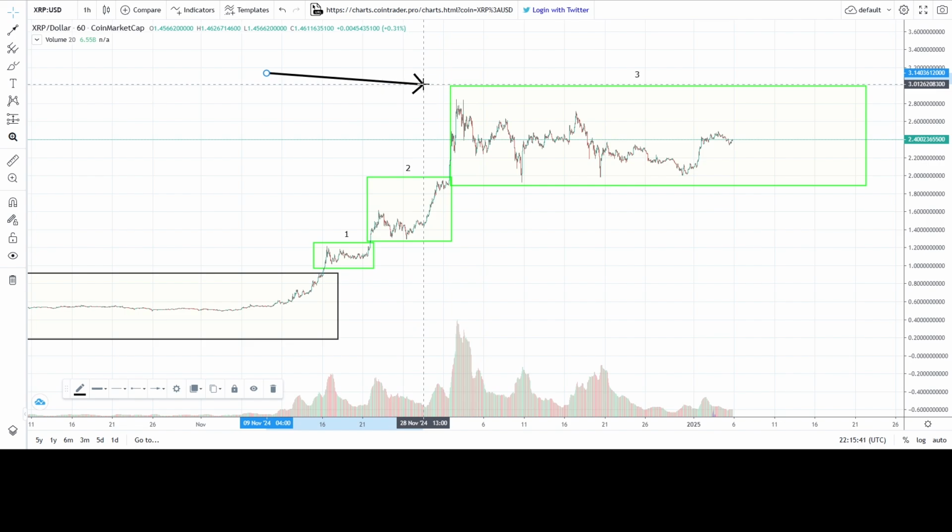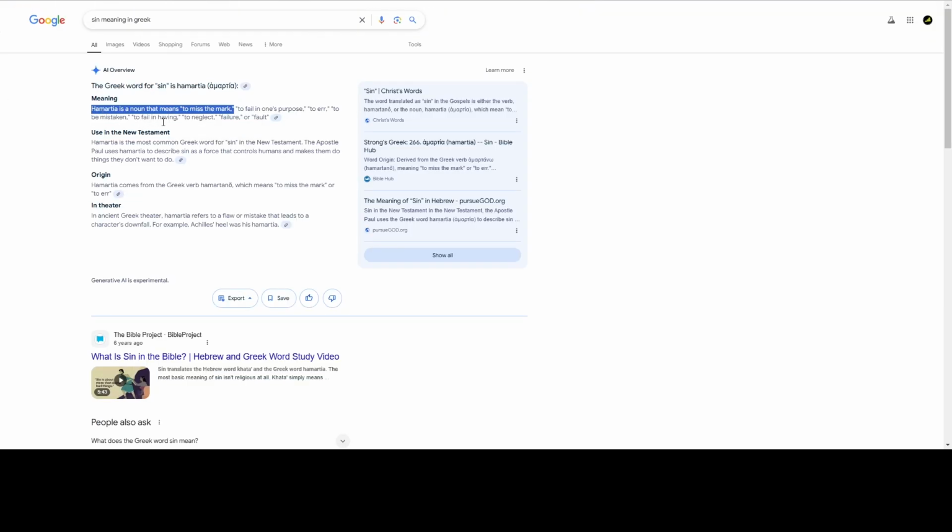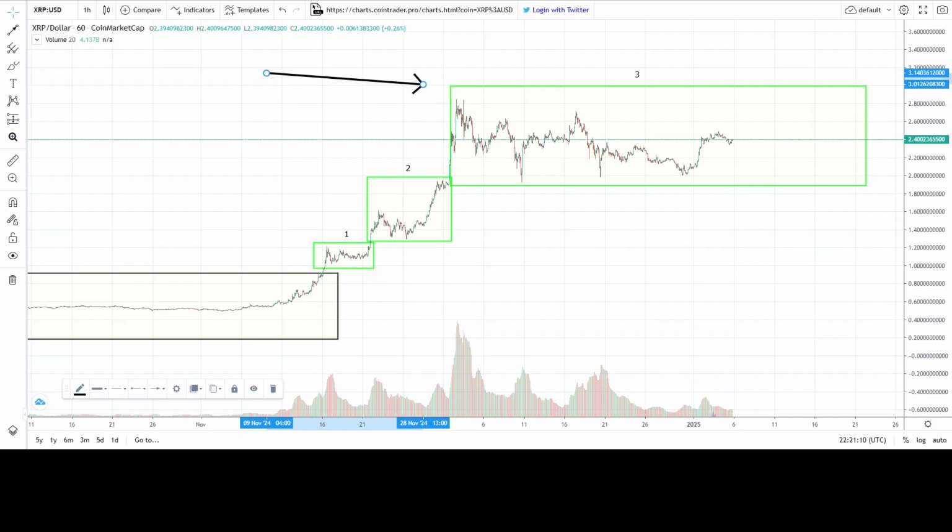There's an ancient Greek word called harmatia. I hope I'm saying it right. Harmatia means to miss the mark. Now, in the New Testament, this ancient Greek word is what is behind the word sin. Now, to miss the mark, or it also says to fail in one's purpose or to err, is very pertinent to investors. We each have a plan for our trades, at least you should.